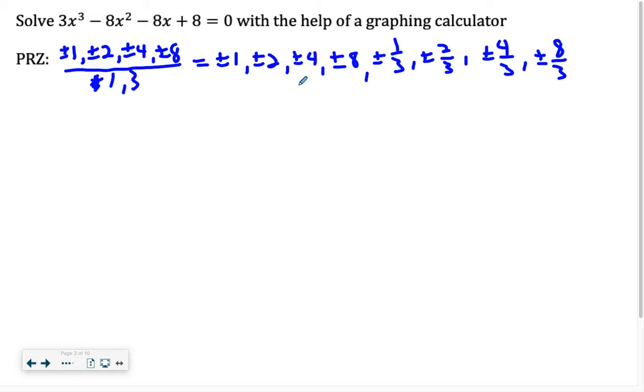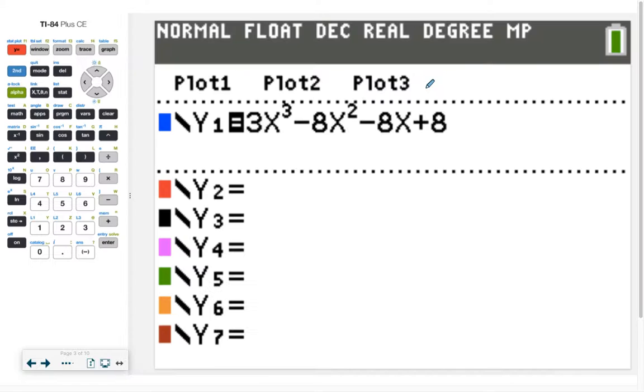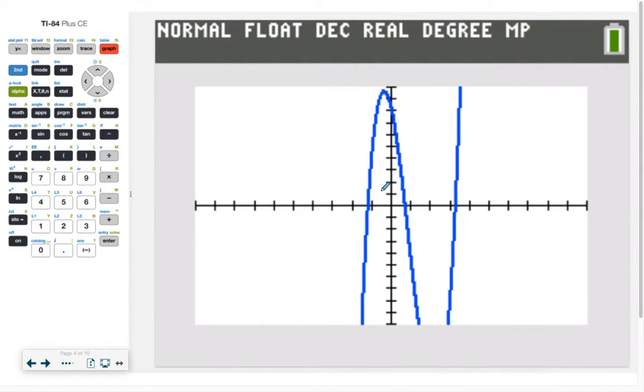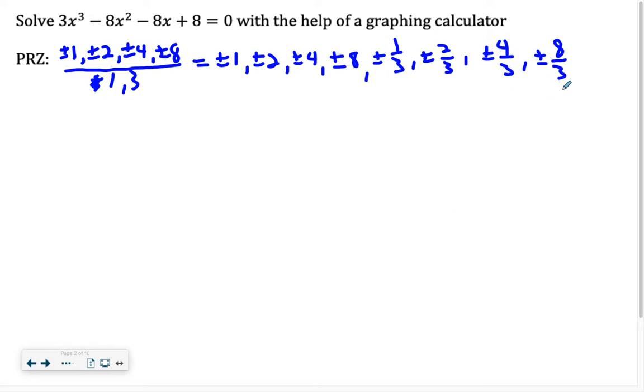All right. Now, when it says with the help of a graphing calculator, what we want to do is plug that function into y equals and look at the graph. Okay. Now, if I look at the places where this graph crosses the x-axis, it looks like I've got one value that's a little greater than 3, but on my list, there is no possible rational zero that is greater than 3, right? Or that is in between 3 and 4, I should say.